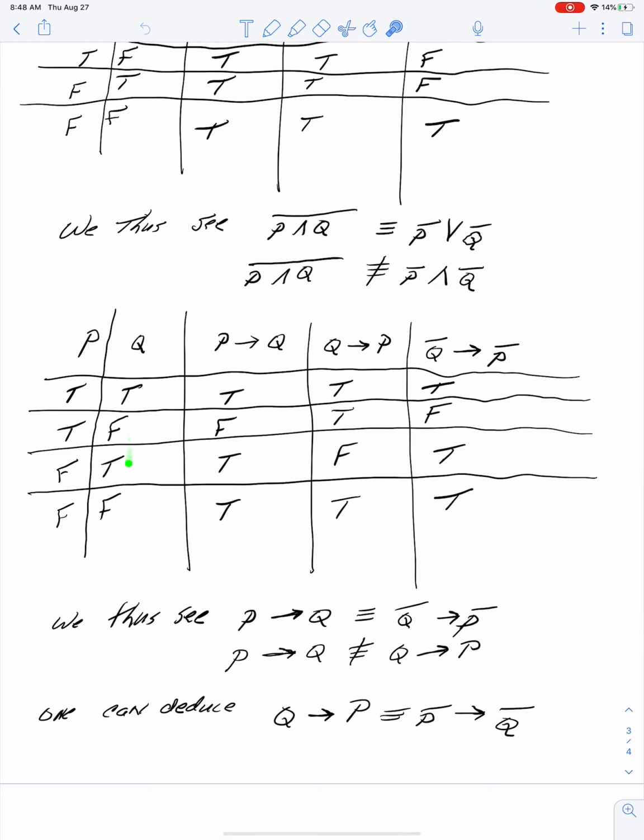So again, all possible cases here. I'm going to remind us what the conditional statement says. P implies Q. So the first line is true implies true, which is true. The second line is true implies false. That's the only place a conditional statement is false. And the other two are true.